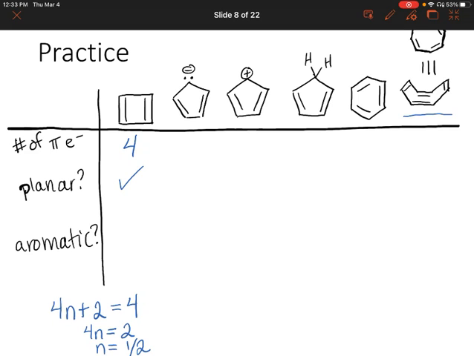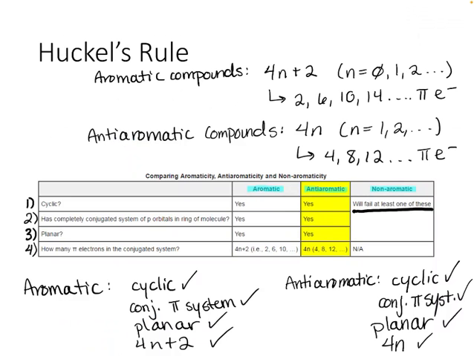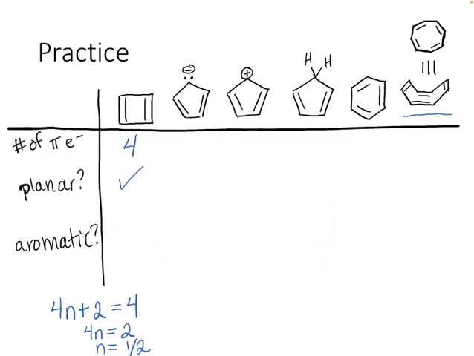All right, so that is not a whole number. And what we saw on the last slide is that n should be a whole number. So this fails the Huckel's rule test. So this is actually anti-aromatic. So it's still cyclic. It still has conjugated double bonds. And it's planar. But it's just missing that last component, the 4n plus 2 electrons. So it's anti-aromatic.